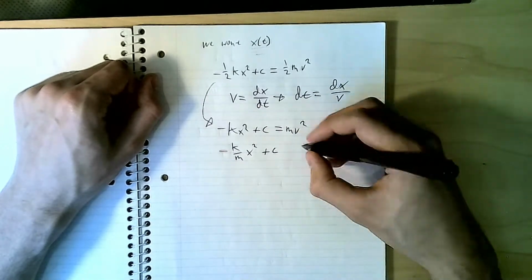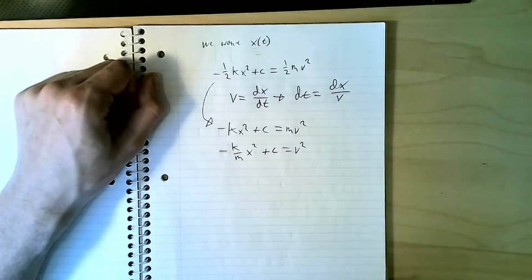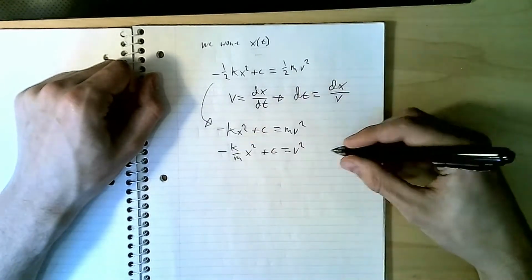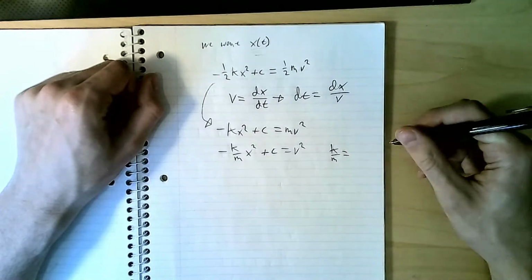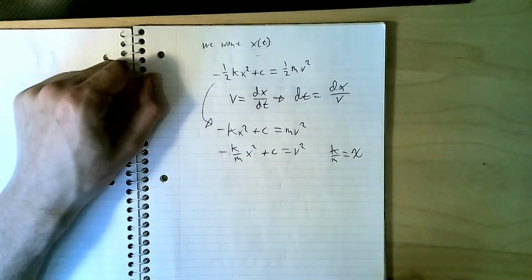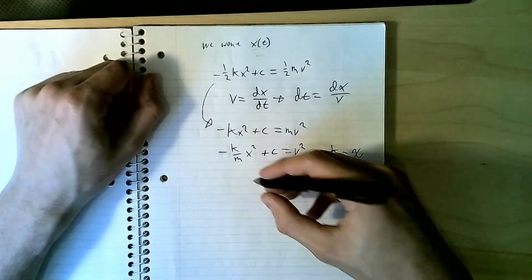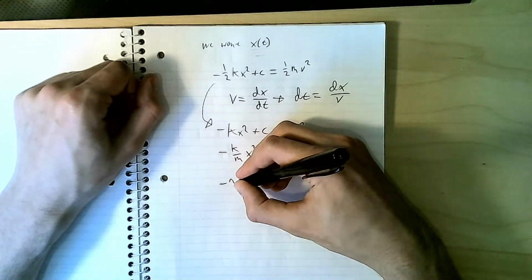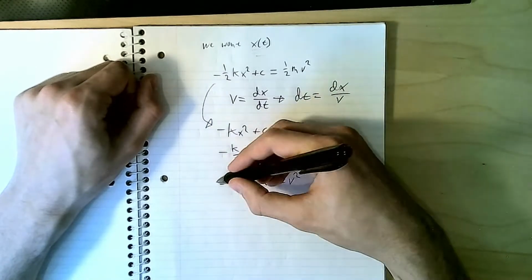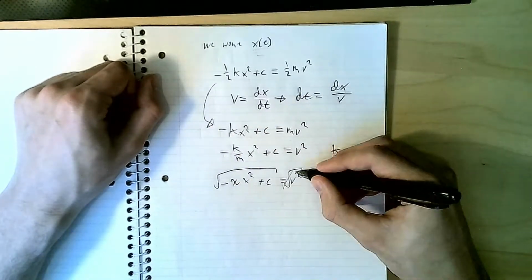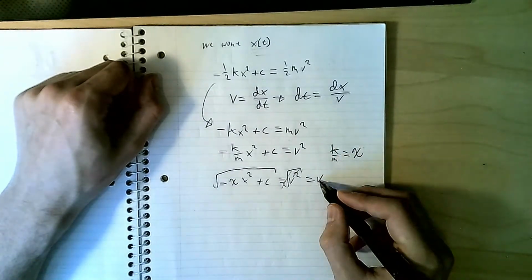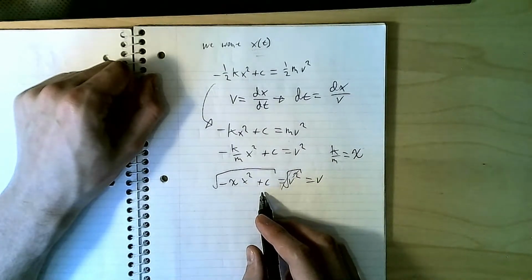That also gets sucked into a new undetermined constant. Beauty of undetermined constants. Now, we'll just take the square root. Before we do that, let's go ahead and call this k over m some new number. I like to use chi for some reason. So we'll call that minus chi x squared plus undetermined constant equals v squared. Take the square root of each side, and that's just v. So v equals this stuff.